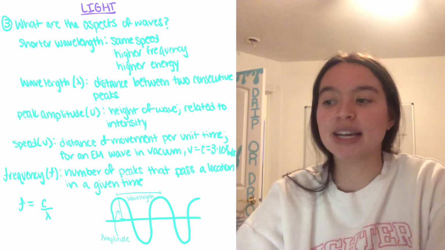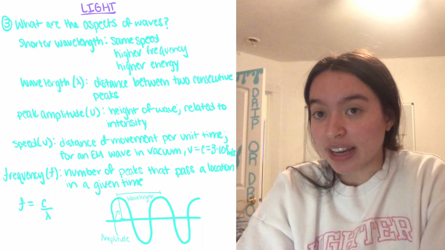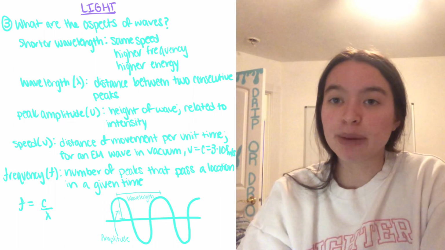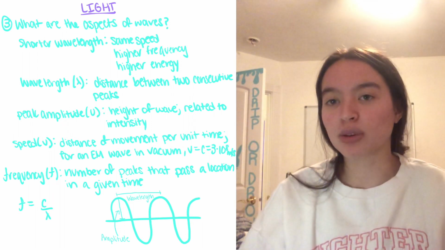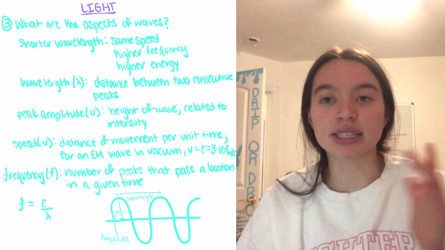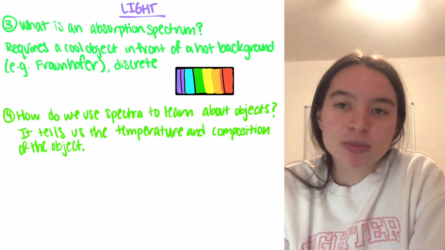Frequency is the number of peaks that pass a location in a given time. So when you're looking at a shorter wavelength, it has the same speed, but it's going to have a higher frequency and a higher energy. For most wavelength questions, you're probably going to be using the frequency equals c over wavelength equation. Next question, what is an absorption spectrum?